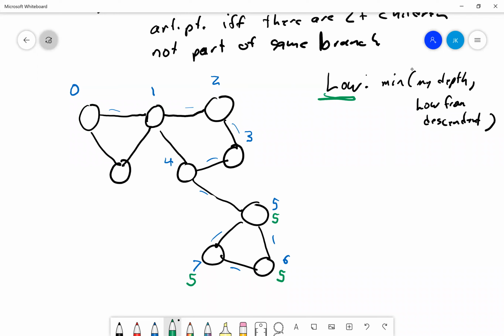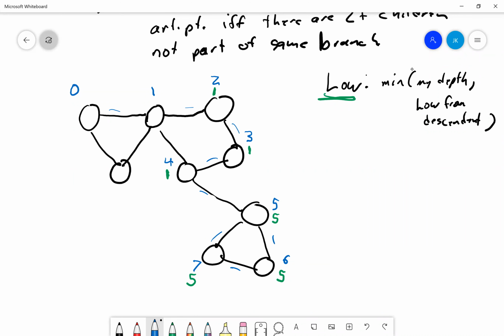If we have node number four, it can see back to 1, so it's going to have a low value of 1. Over here, 3, the minimum between 3 and the low of its descendant is 1, so it is 1. Likewise, 2, we have a low value of 1. 1, the low is going to be itself, or, well, actually, we're not done. I'm sorry, we can't do that. We have to go this direction.